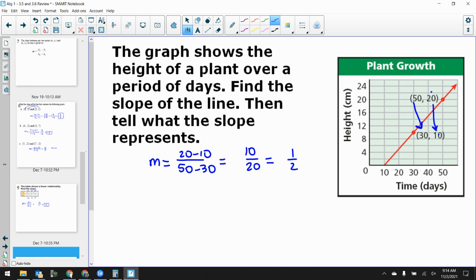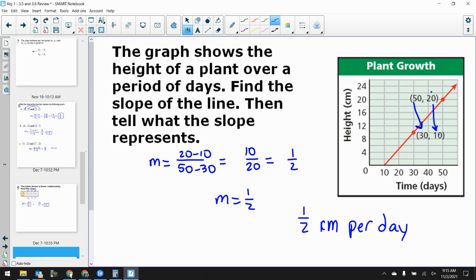Now, it not only says find the slope, but determine the meaning. What is the interpretation of the slope? Well, look at the graph. It's time, and as time increases, height is going to increase. So the slope is the rate of increase, right? So the slope represents a half centimeter per 1 day. It is always that value, that y value for every 1 x value.